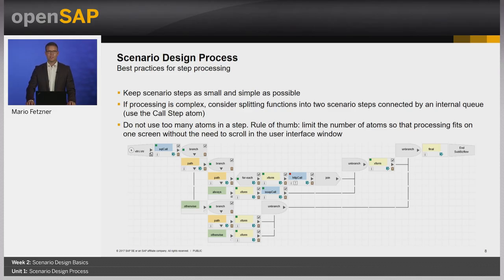In theory, there is no limit to the number of atoms you can add to a step. You can add atoms to do branching and conditional processing. A rule of thumb is to try to keep the step as small and simple as possible. If the processing is complex and involves multiple embedded branches, consider splitting the step into two separate steps. A call step atom is provided, which allows you to call another step. The two steps are connected by an internal queue. Another rule of thumb is to limit the number of atoms so that they fit within the BizFlow Designer window, without the need to scroll in this window.